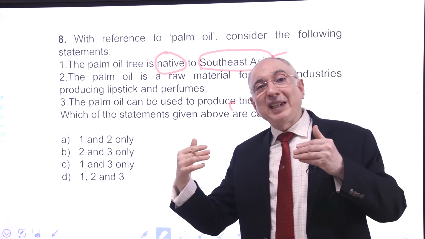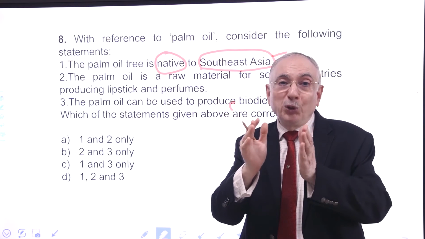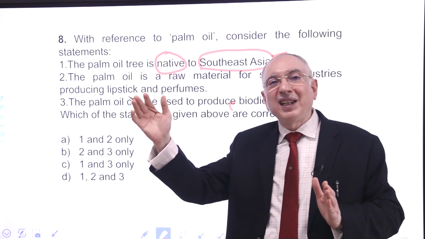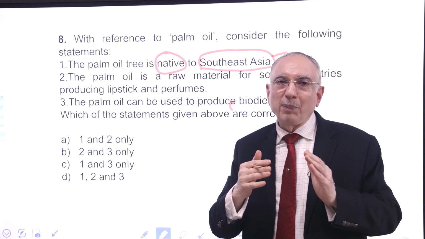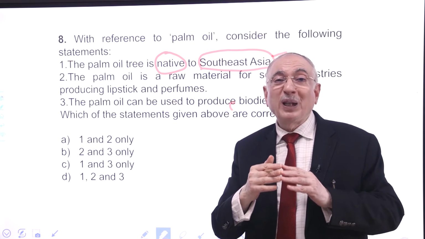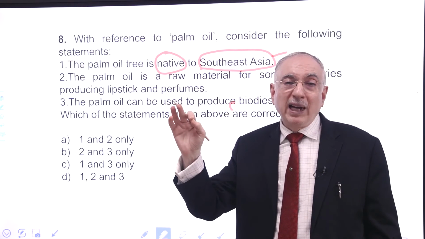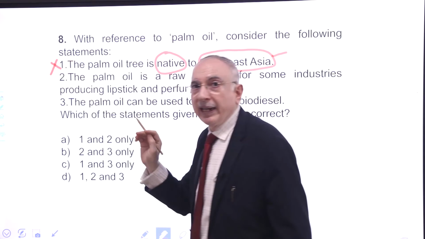But it is asking not who is the largest producer. So let us not get confused with these things. One is the concept of the largest producer, the other is native. So these two countries, for instance, Indonesia and Malaysia, they may be the largest producers, but they are not the origin. The origin of palm oil is in Africa, and therefore this is an incorrect option.